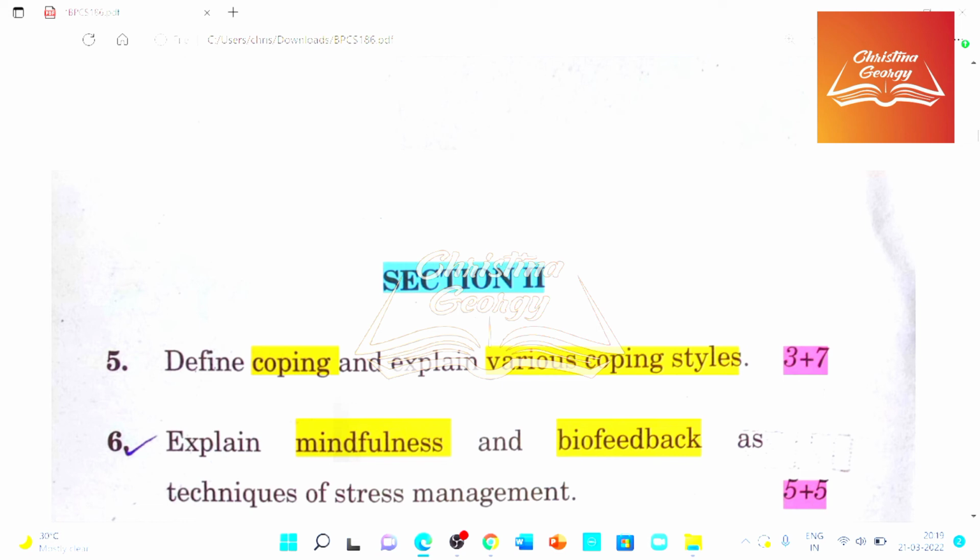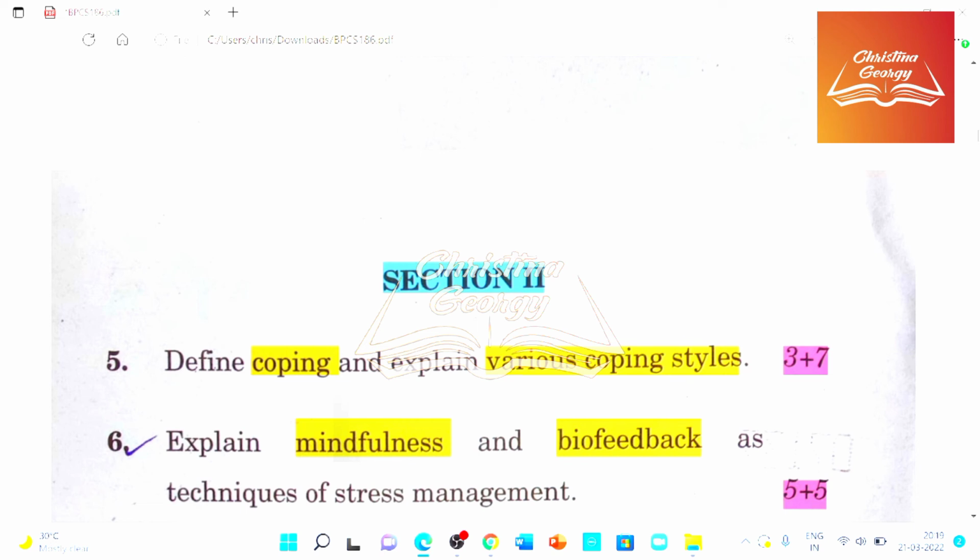Moving on to question number 6, explain mindfulness and biofeedback as techniques of stress management. You can see the 5 plus 5 division there. This is from block 2, unit 6 of your course book.